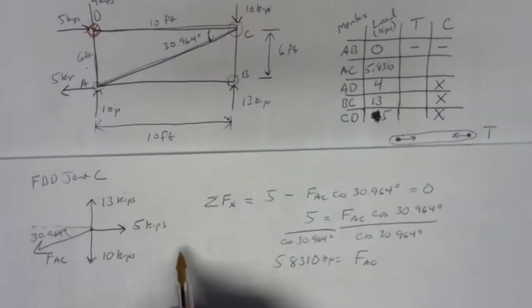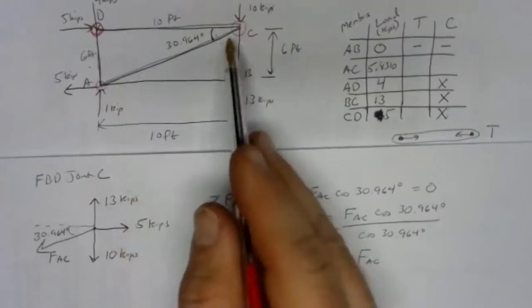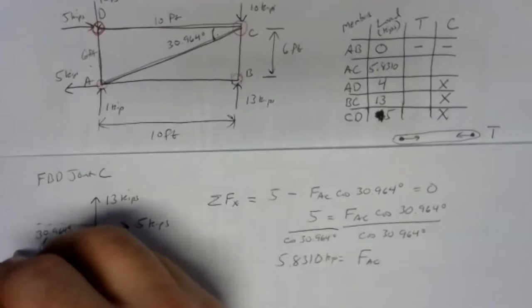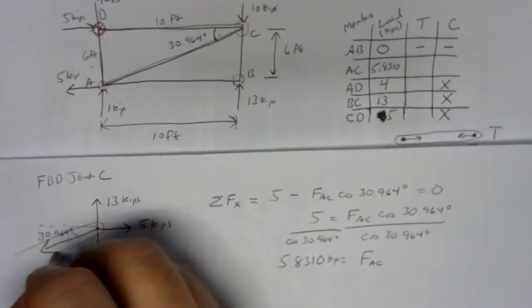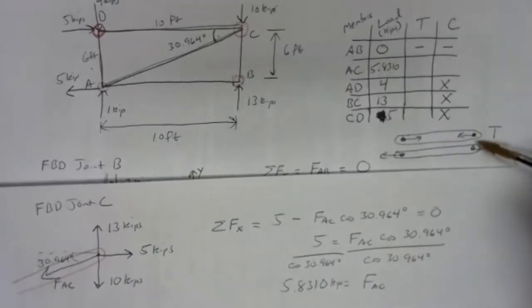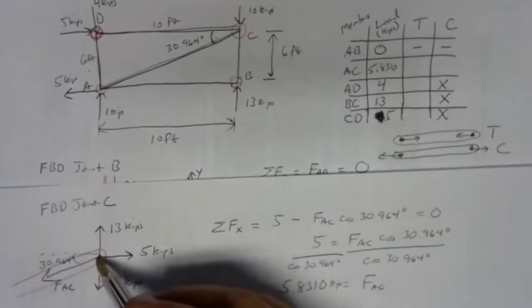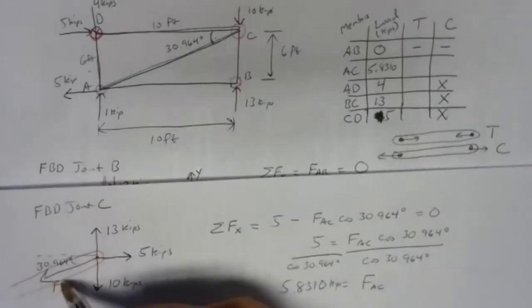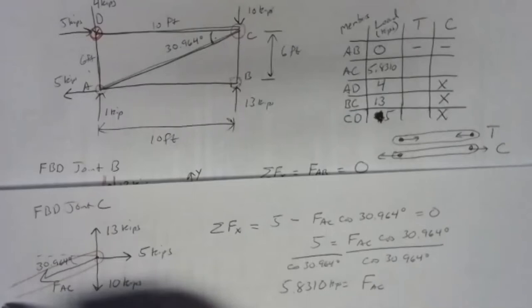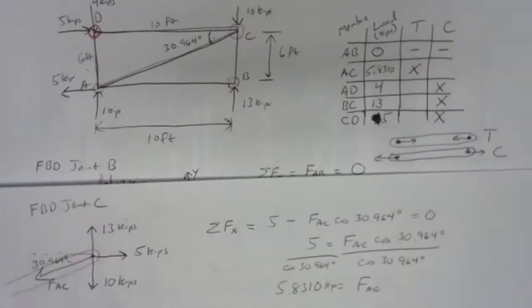So go back to the free body diagram and sketch in the member. Here's joint C. Member AC is down and to the left. So member AC is like that. Well, we'd have to go back to the picture here and see which one that looks closest to. Well, it looks like tension. Member AC is pulling joint C in toward the middle of the member. That's tension. So member AC is in tension. And there we go. We've got the problem solved.